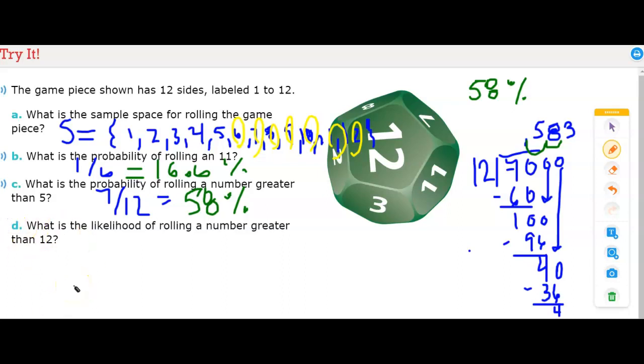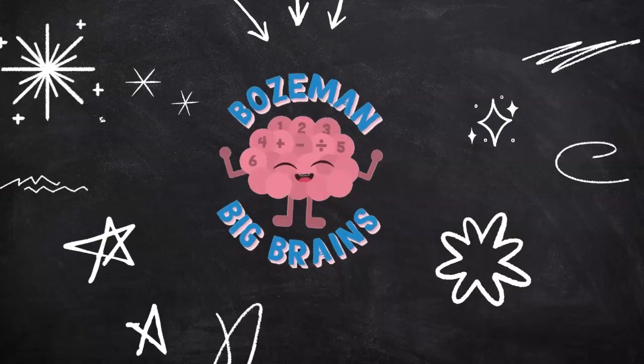Part D. What is the likelihood of rolling a number greater than 12? The likelihood of rolling a number greater than 12 is impossible because there is no number greater than 12 on this dice. So that is simply impossible.